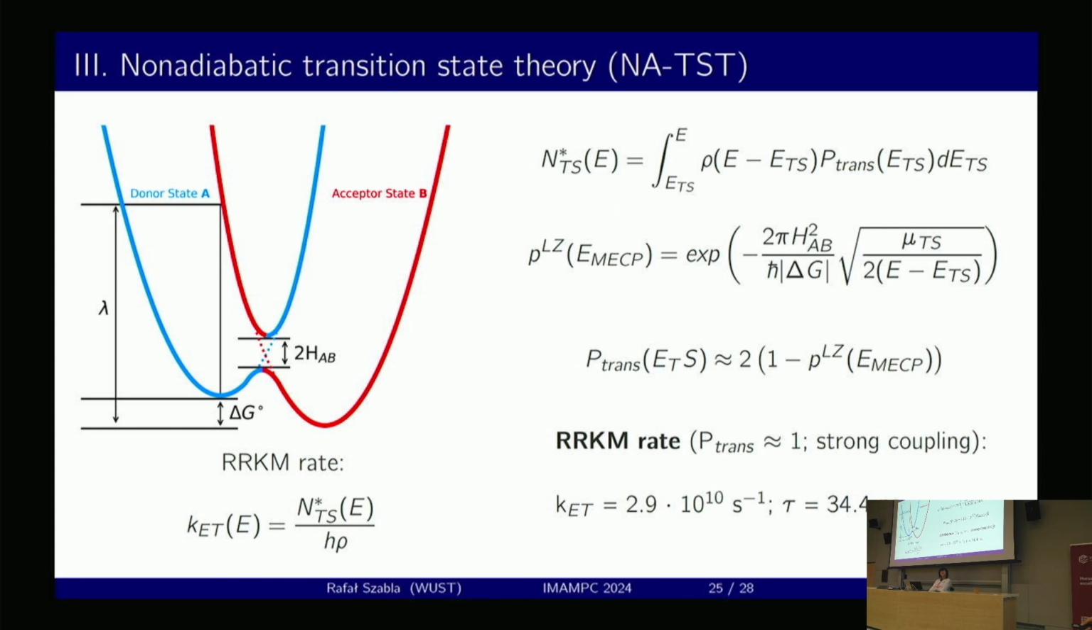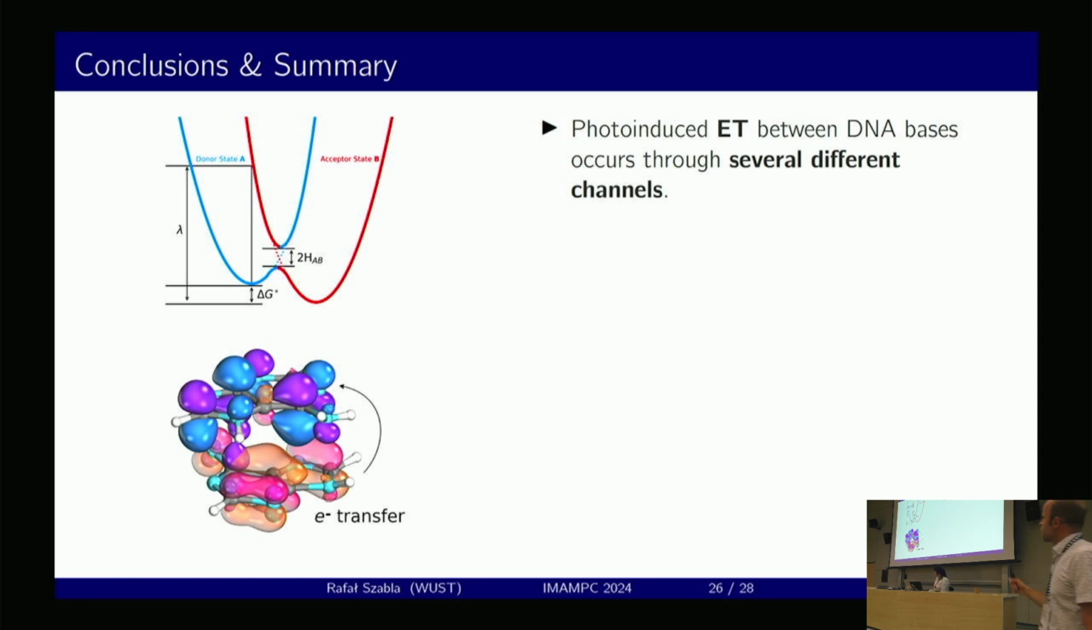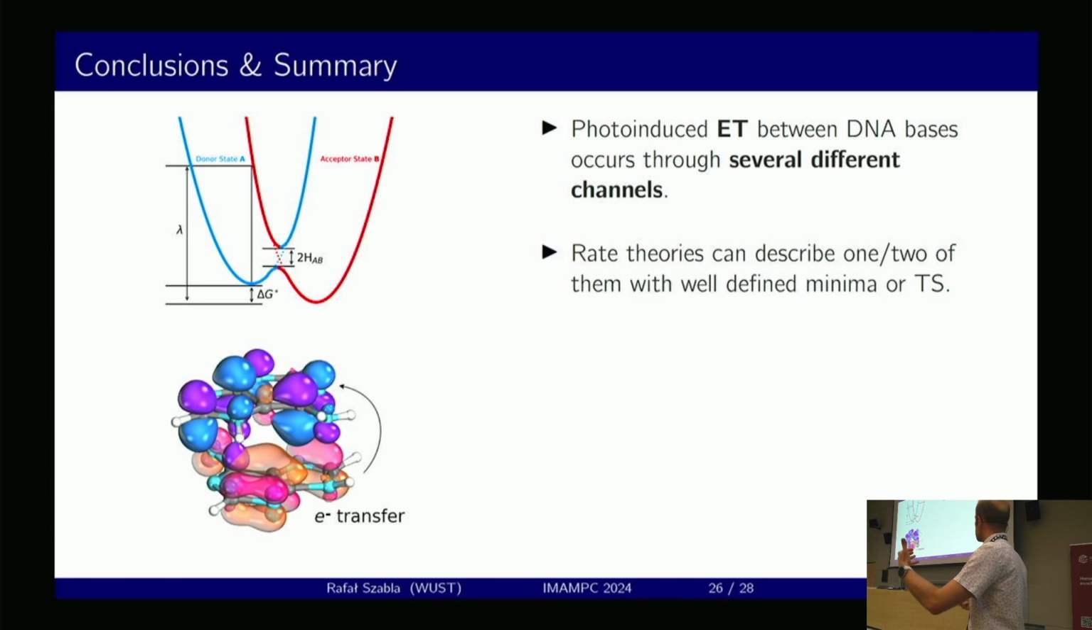Okay, now I'm wrapping up. The thing is that, as you have seen, the photoinduced electron transfer occurs through several different channels, and that's probably the reason why we underestimate the rate. So we can right now evaluate the rate for one of them. Possibly, if I can still locate one more minimum, we can evaluate it for another one.